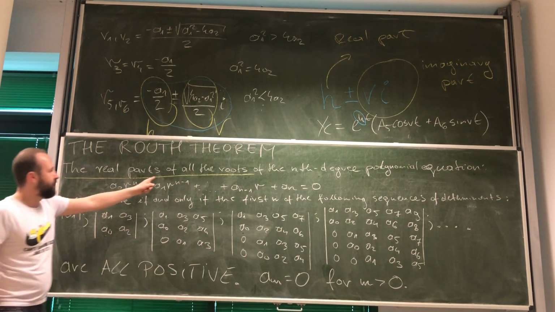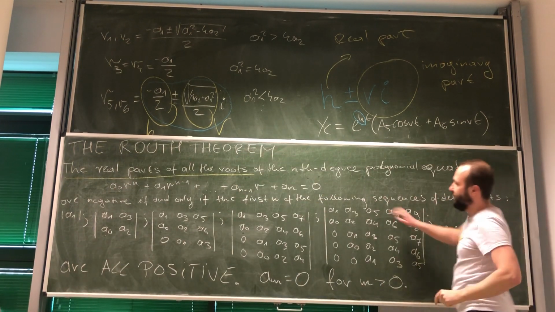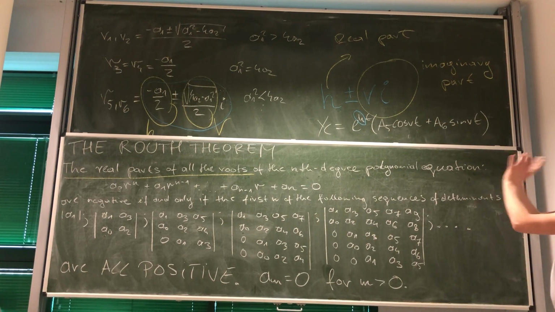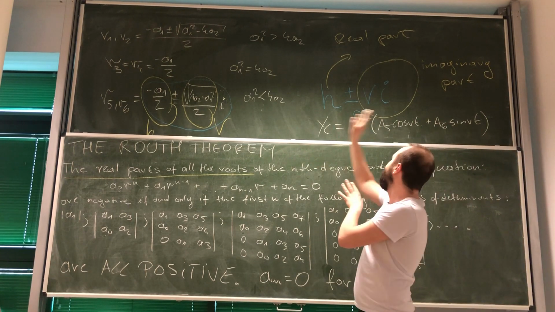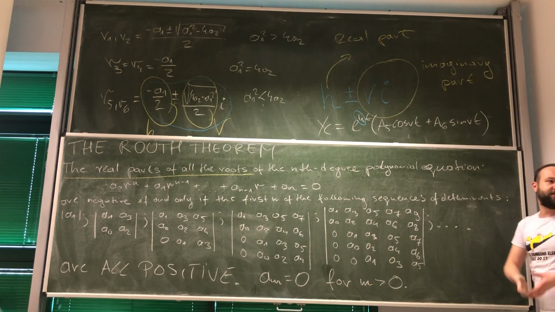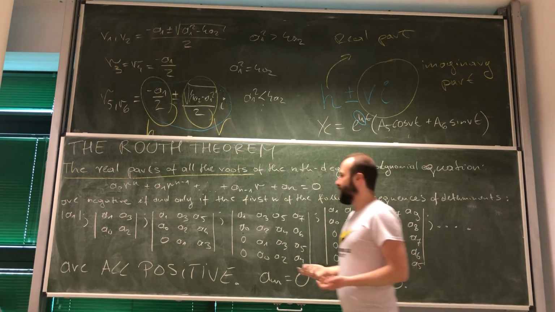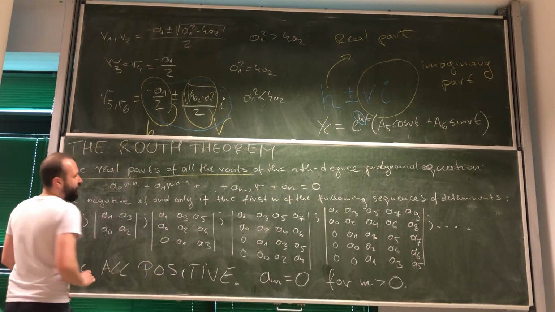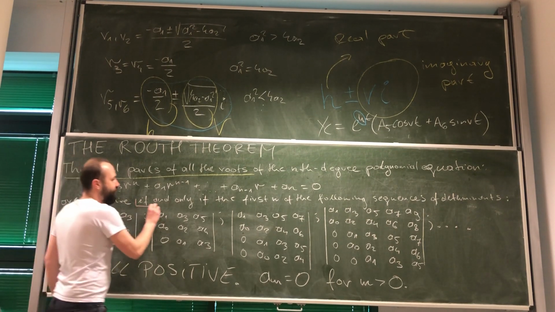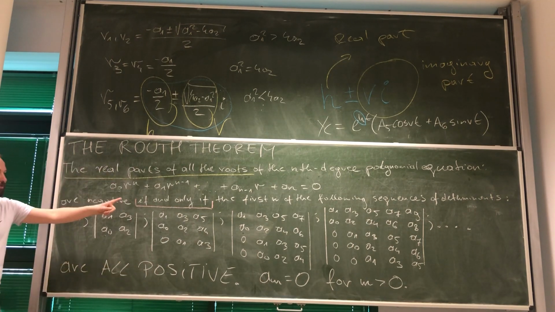The real parts of all the roots of the nth degree polynomial equation in this form are negative. Negative is what we want, right? In each case, negativity allows us to say we've got dynamically stable equilibrium. And look, another important part here is "if and only if." Are negative if and only if.